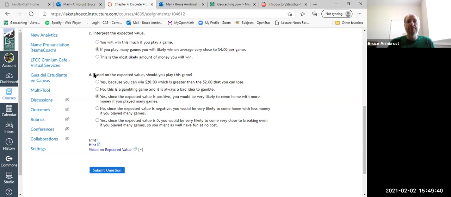But if you look at this one, it says no, since the expected value is negative, you'd be very likely to come home with less money. And that is the case. If this was a negative number, that's when I would say, nope, I'm not doing it.